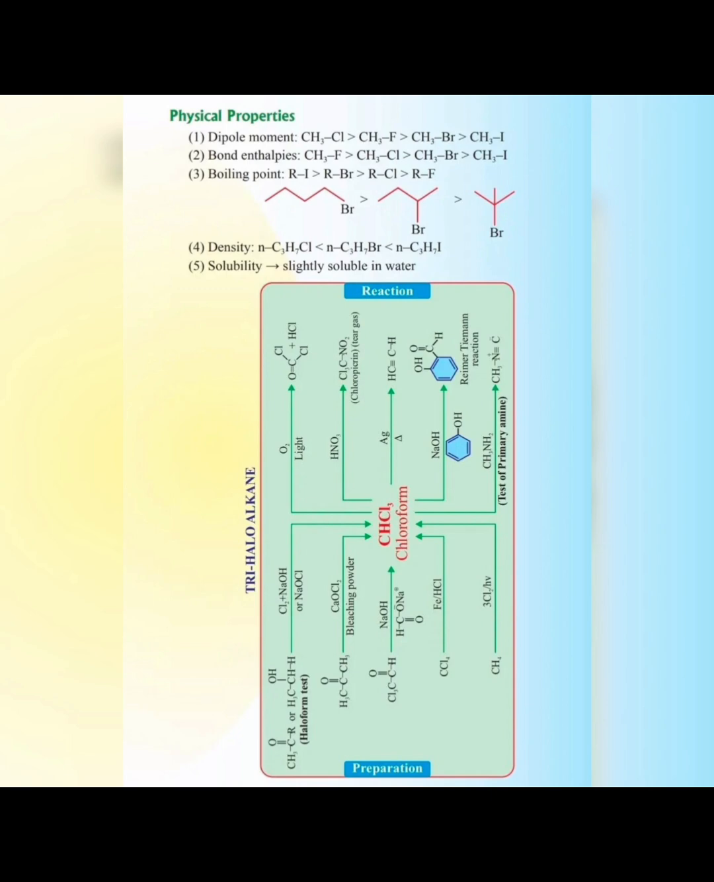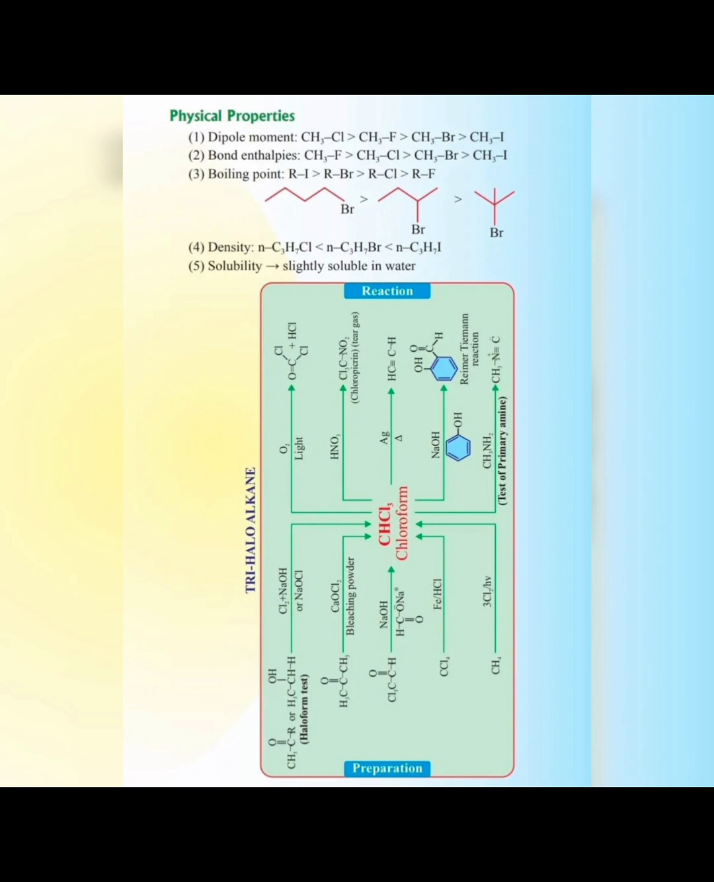The second physical property is bond enthalpy. It depends upon the electronegativity of the halogen atom. As fluorine is the most electronegative halogen, CH3F shows a higher bond enthalpy than CH3Cl, which shows a higher bond enthalpy than CH3Br, which shows a higher bond enthalpy than CH3I.